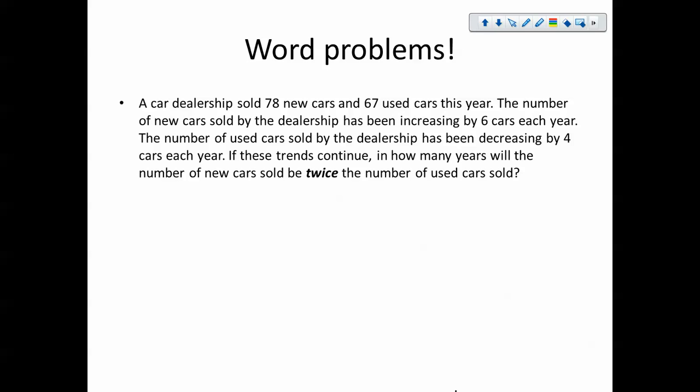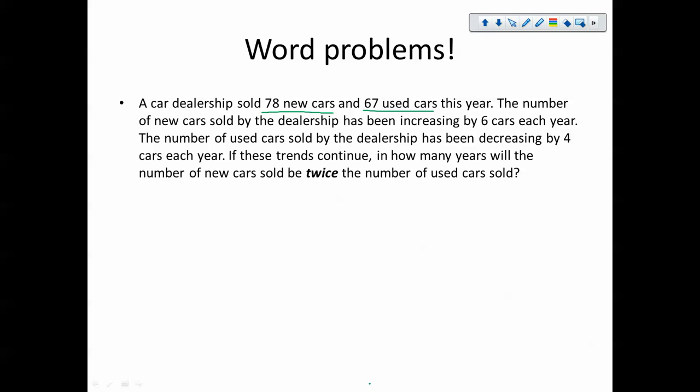A car dealership sold 78 new cars. Let's use something other than black. Black is boring on black. Black on black, not good things. Okay, let's do it this way. 78 new cars and 67 used cars this year.